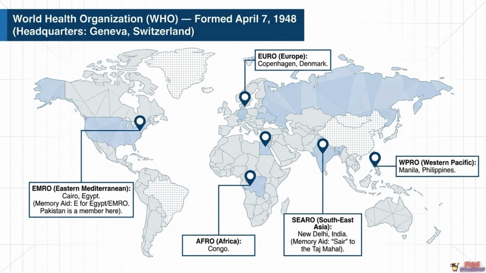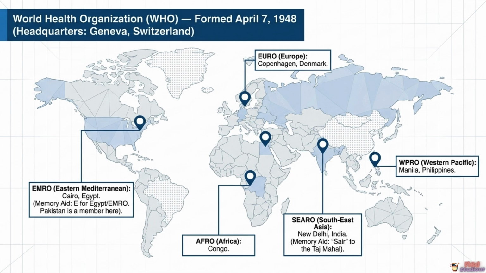The WHO operates through 6 regional offices, each responsible for coordinating health activities across its geographic membership. The African Regional Office, AFRO, is headquartered in Brazzaville, Congo. The Americas Regional Office, PAHO, the Pan American Health Organization, is in Washington, D.C., USA. The Eastern Mediterranean Regional Office, EMRO, is in Cairo, Egypt. Pakistan is a member of EMRO. A useful memory aid, both the office location and the regional name begin with E.